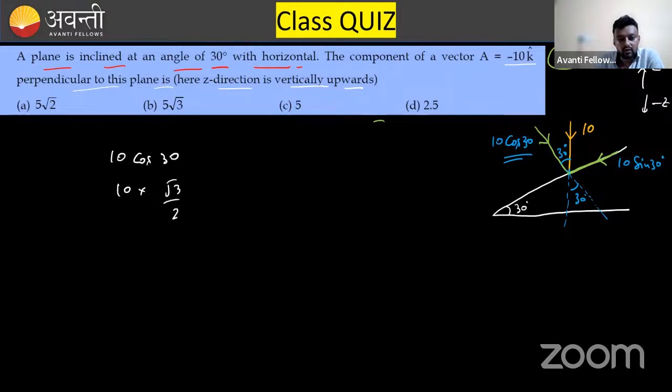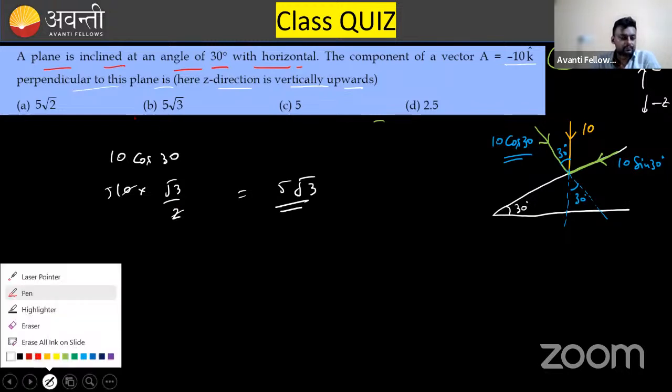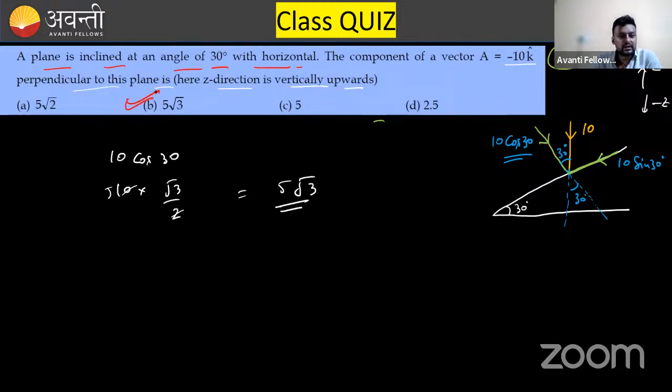Root 3 by 2. 2 5s are 10. That is 5 root 3. 5 root 3 is the answer, which is correct option number B. The answer is B.